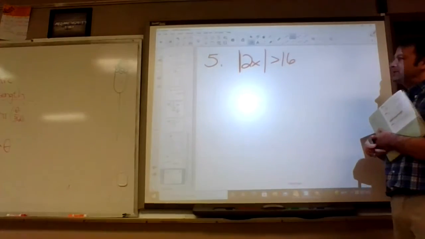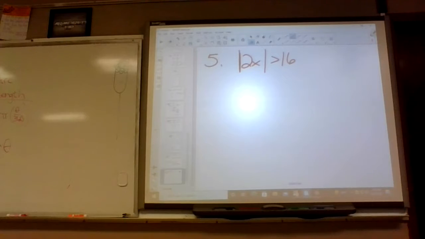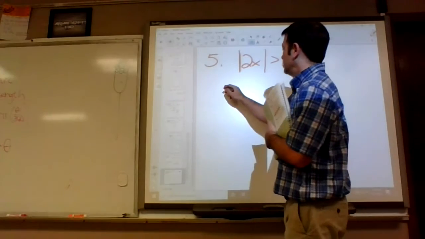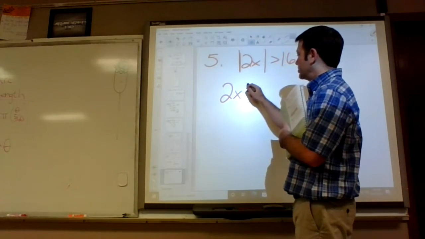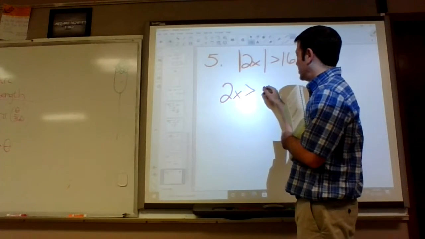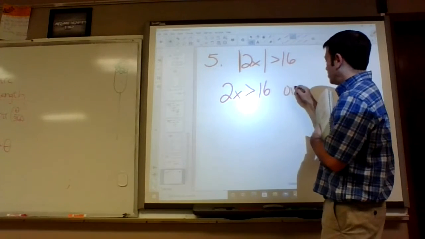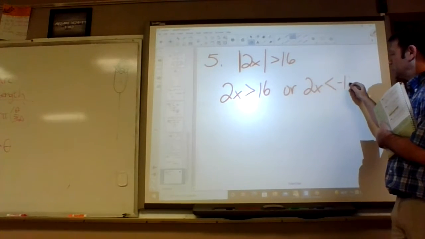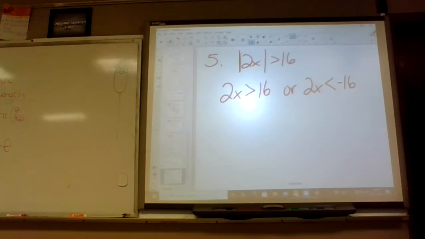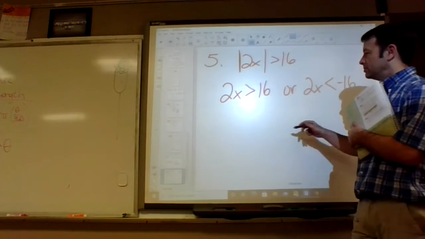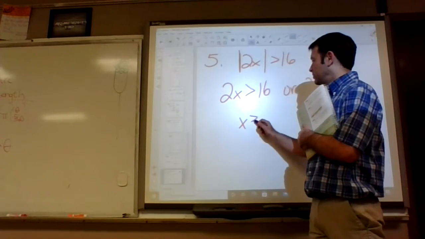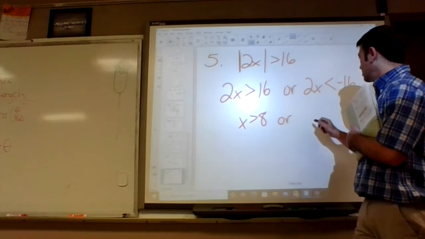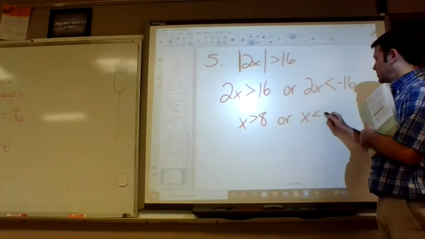Okay, but it doesn't just say x this time, so guess what we gotta do here? Basically the or statement, just like yesterday. 2x is greater than 16, or 2x is less than -16. And yeah, we gotta divide by 2. So x is greater than 8, or x is less than -8.